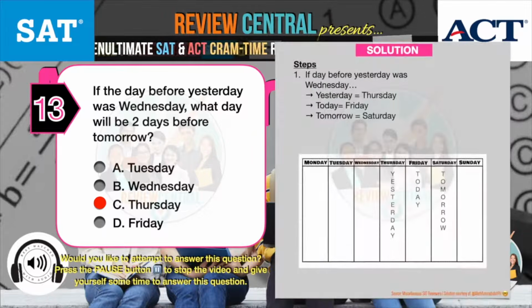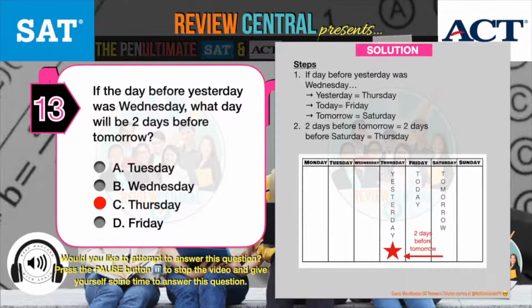Let's process this one sentence at a time. The day before yesterday was Wednesday. That makes yesterday Thursday, today Friday, and tomorrow Saturday. What will be 2 days before tomorrow? That will be 2 days before Saturday. In other words, Thursday.